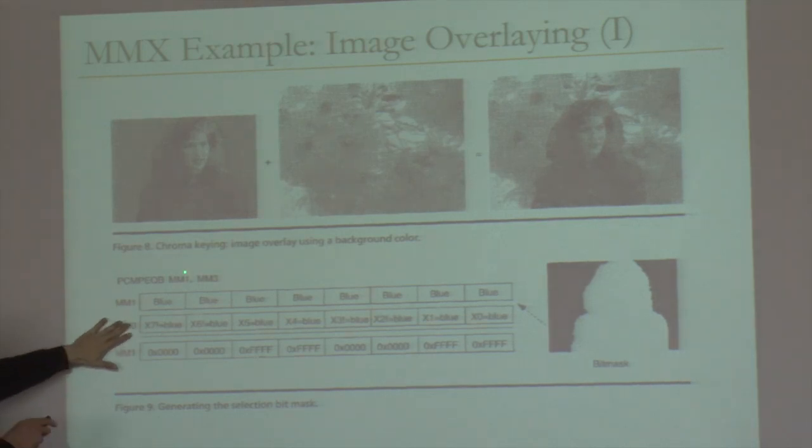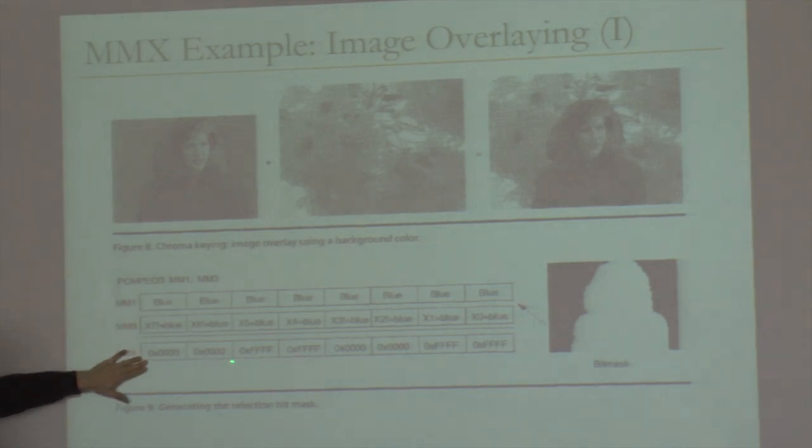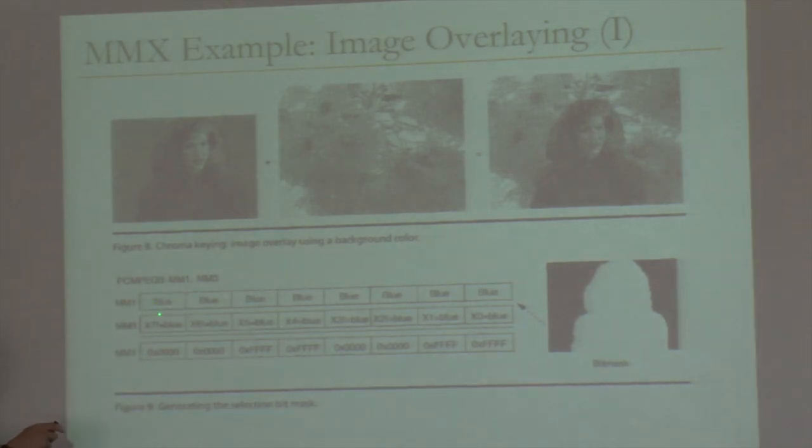OK, this operation compares in a packed manner every single byte in the 64-bit word of these two 64-bit words, and outputs a mask. The mask is basically, if these two 8 bits are equal, then you get all ones. Otherwise, you get all zeros. Make sense? It's a bitwise comparison, actually.